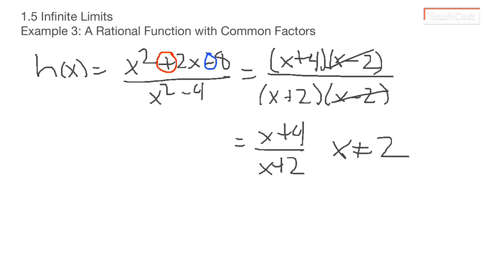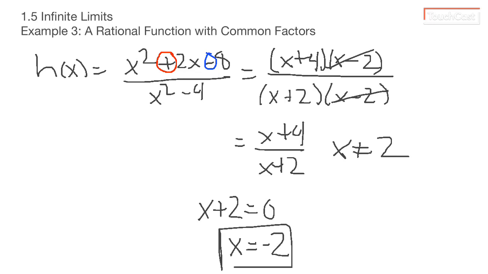From this, we can take that x plus 2 that is left in our denominator to find our vertical asymptote. If we set that equal to 0, we know then that x would equal negative 2, which means our vertical asymptote is going to be found at the line x equals negative 2. However, x equals 2 is not going to be a vertical asymptote. All that means is we will have a hole in our graph if we were to graph it.